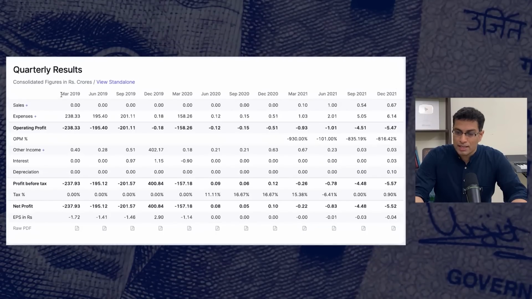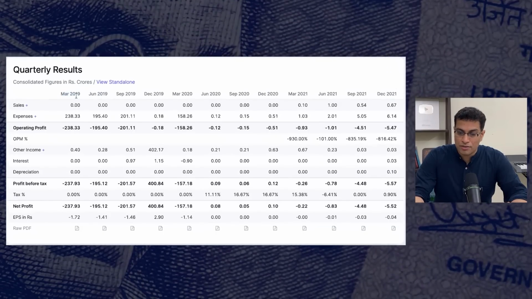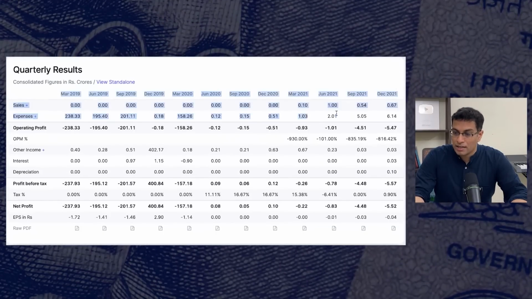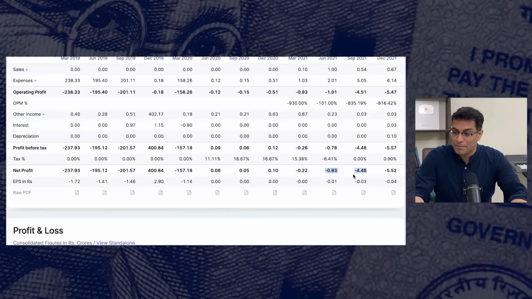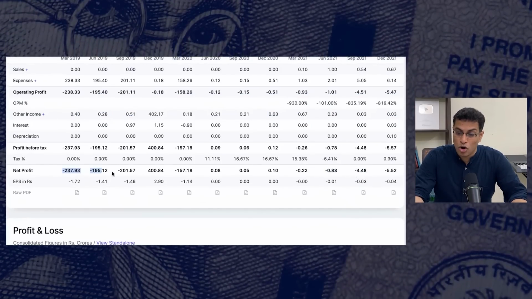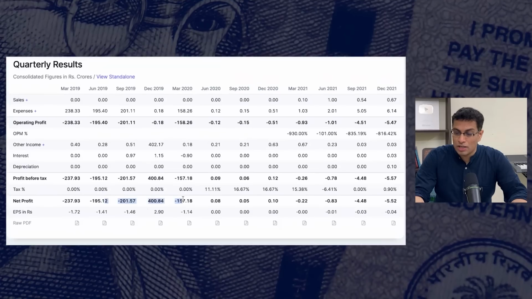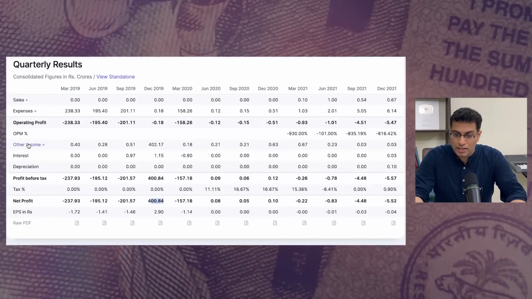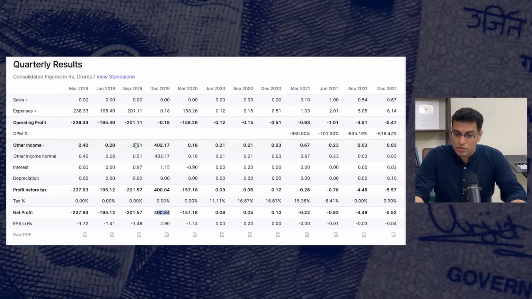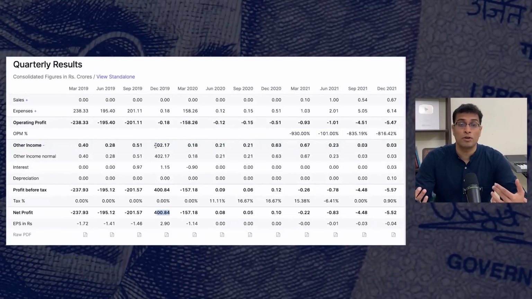So here you can see that if you analyze their financial statements from March of 2019, their revenues have hardly been there, right? So this is a fairly new company. Hardly anything is happening. They are probably undertaking a lot of R&D. Therefore, you are seeing all these numbers to be negative. Here you will get super impressed with 400 crores profit. Okay, how did they reach this 400 crore profit? So this is other income. This is not income from operations, right?